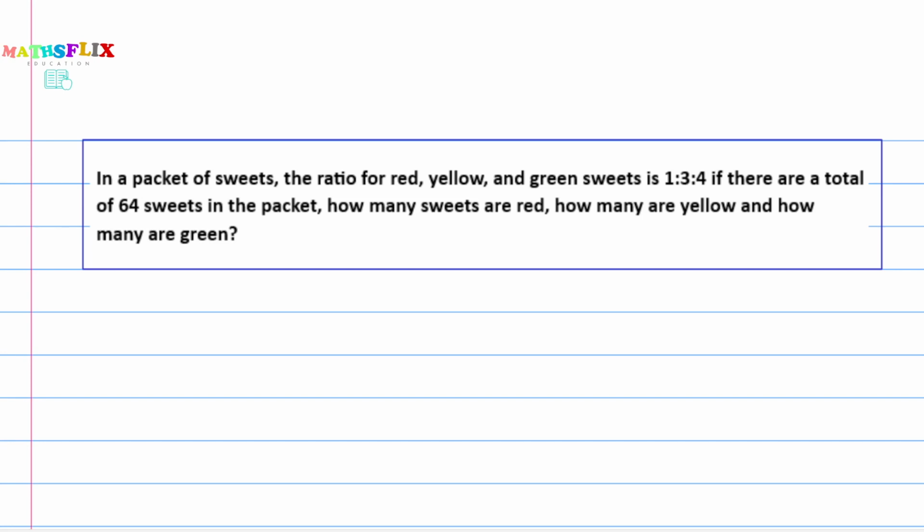In a packet of sweets, the ratio of red, yellow, and green sweets is 1 to 3 to 4. If there are a total of 64 sweets in the packet, how many sweets are red, how many are yellow, and how many are green? So what do we have here? We have red, we have yellow, and finally we have green.